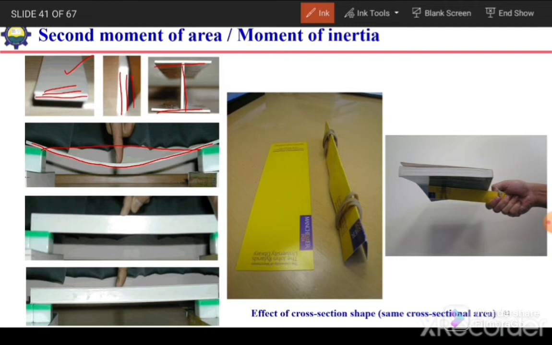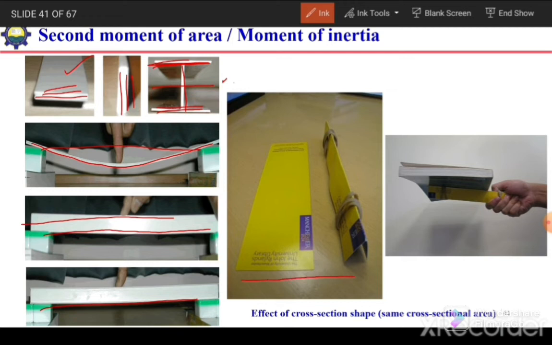In the second case, the moment of area is high and there will be very small deflection. And in the third case, the moment of inertia is further increased because of changing the orientation. We have removed the material near the neutral axis and shifted it away from the neutral axis. As a result, the second moment of area will increase and we will have a higher stiffness of the member.